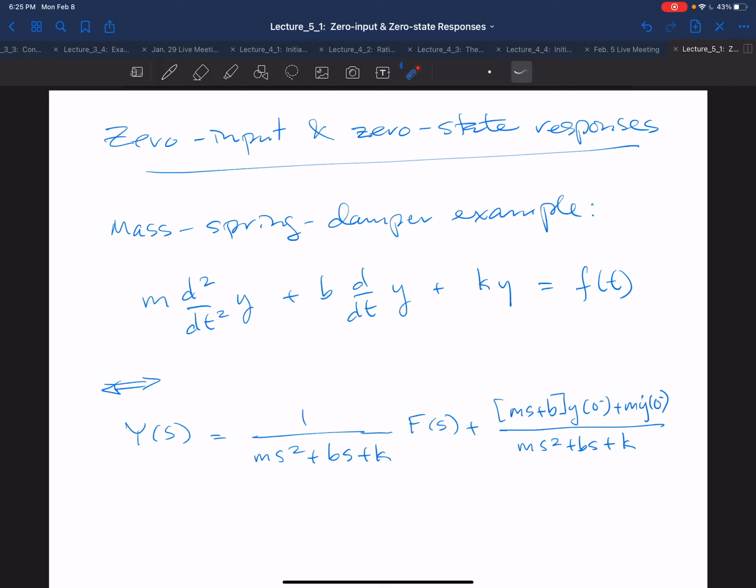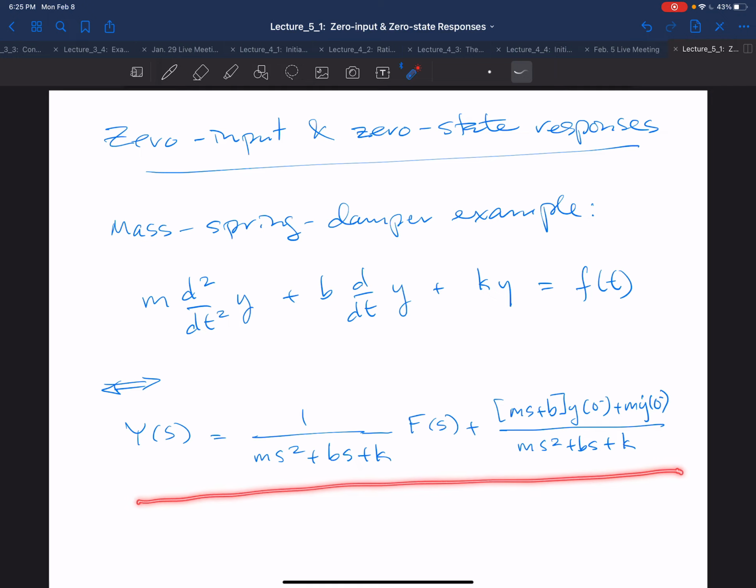We know that we can find what that output is going to be for a given force and for given initial conditions by applying the unilateral Laplace transform to every term in this differential equation. If we do so, we will convert it to an algebraic equation, and we'll just have to solve algebra. We can write that equation out in this form here.